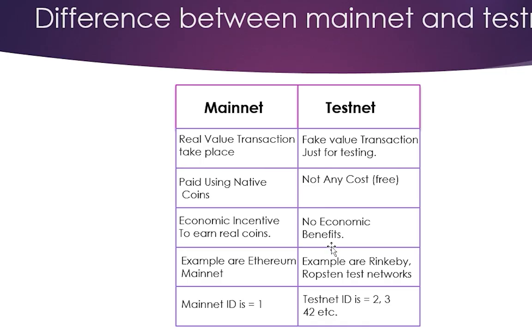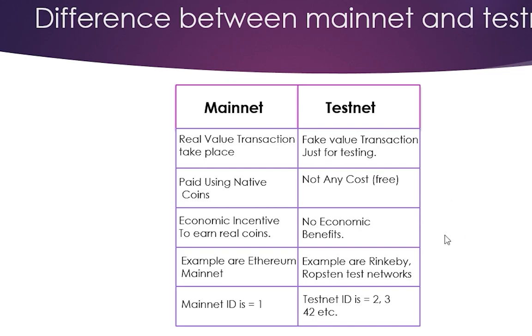And the third step of the test network is no economic benefits. Any transaction that takes place in the test network will be a fake transaction and there will be no economic benefits. We cannot earn from the test network. That will be just for testing purposes and mostly used by developers to test their smart contracts. Are they working fine or not? If it's working fine, then they will deploy it on the main network.